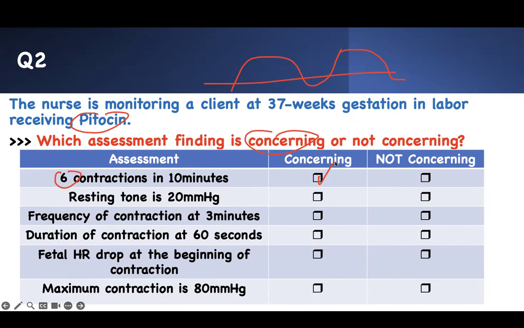Resting tone has to be what? 20. That means when the mommy is not contracting, this is the pressure we want the uterus to be. Otherwise, it's going to rupture. Therefore, this is not concerning.